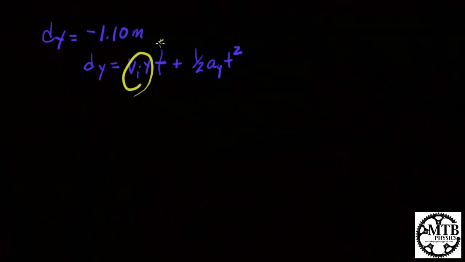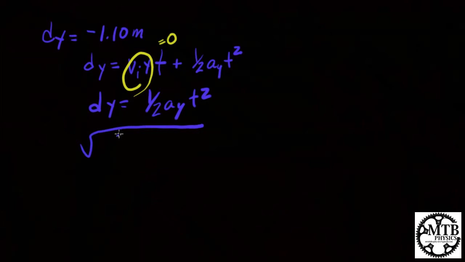We know that the velocity in the y direction is 0, so that whole piece is going to equal 0, so we can rewrite the equation, say dy equals 1/2 a_y times time squared. Take the square root of that to isolate time.